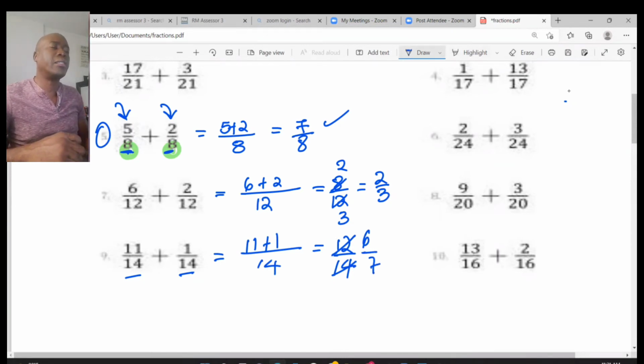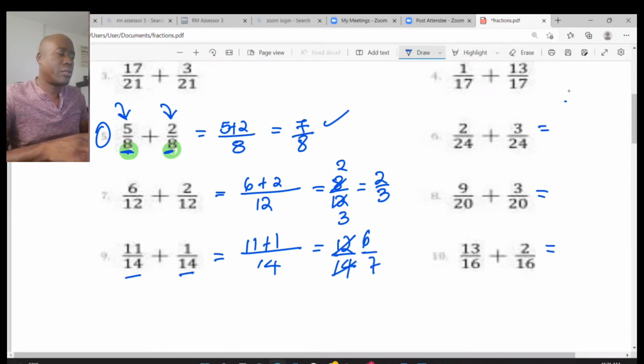So the bottom line is, how do we add fractions with the same denominator? What you could do is pause right now and work this one out. Also, you could pause to work this one out and that one out.